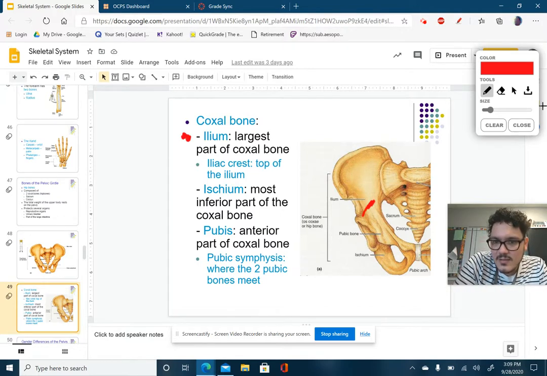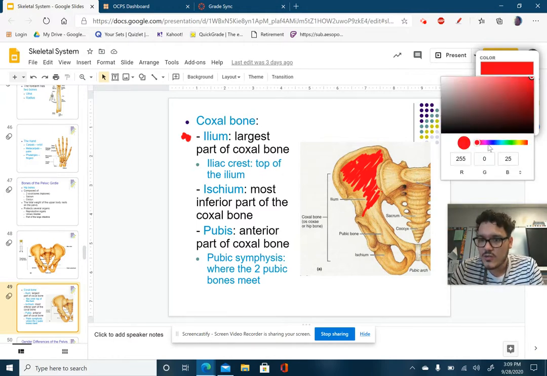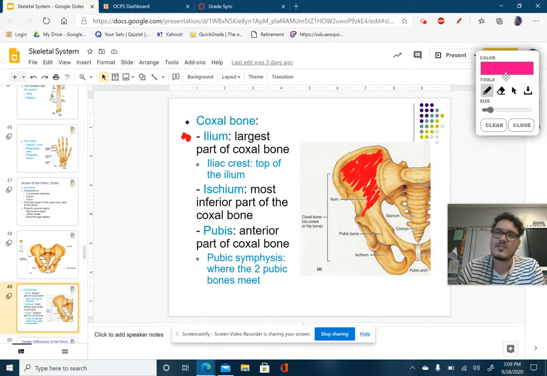Well, the ilium is basically going to be all of this, all of this. This is all considered to be part of the ilium. Now, at the very top of the ilium, we actually have a structure called the iliac crest. So I'll use a color similar to red, but slightly different. So the iliac crest, I'm going to use a little bit of this magenta pink color.